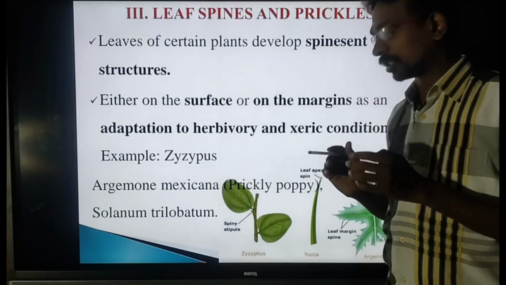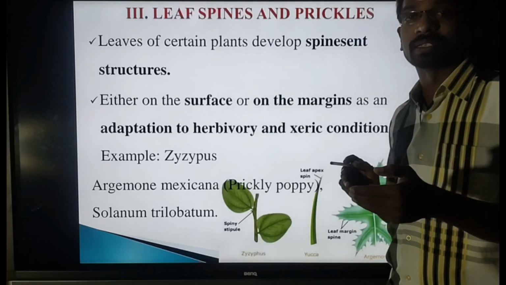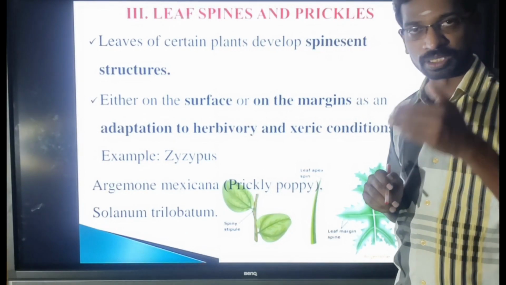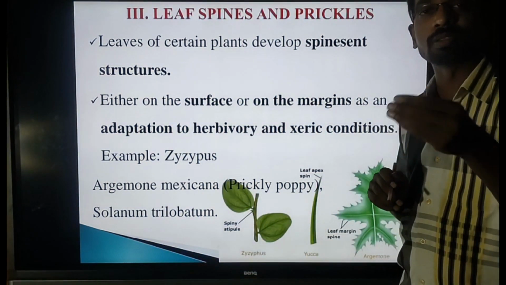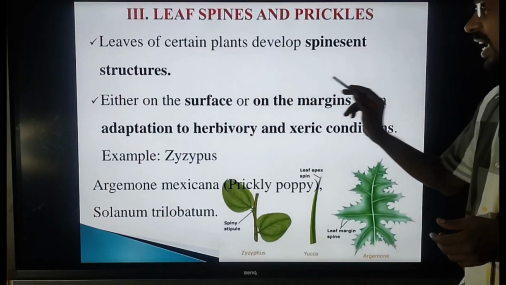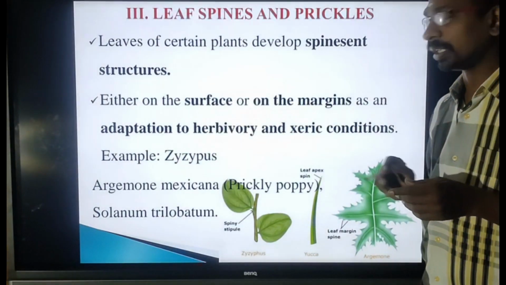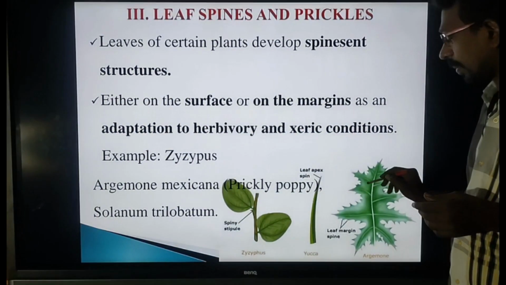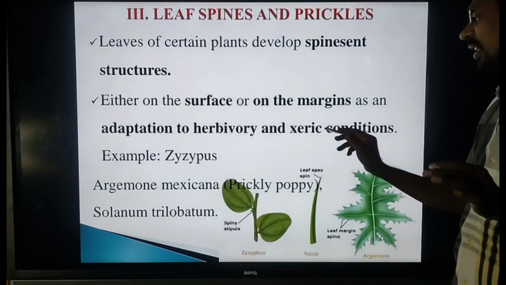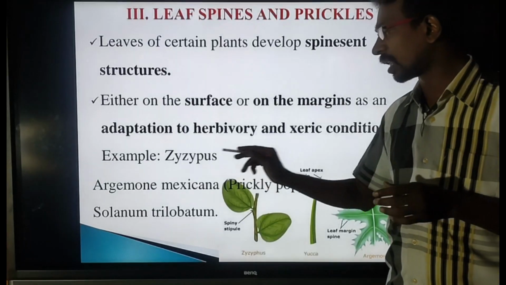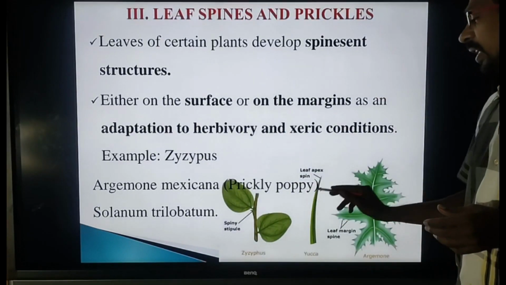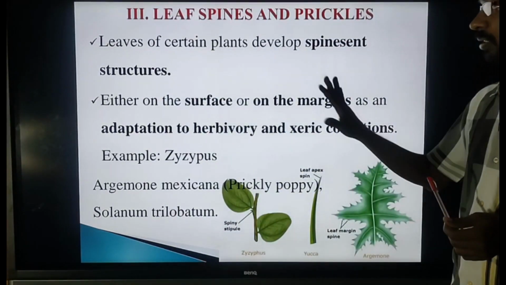So what is the role of the spine? It protects the plant from herbivorous animals, and it is also a xerophytic adaptation. Whether on the surface or margin, it is an adaptation to herbivory, meaning such a plant is not fed upon by herbivorous animals. Examples: Ziziphus jujuba, Argemone mexicana, prickly poppy, and Solanum trilobatum. So those are spines.